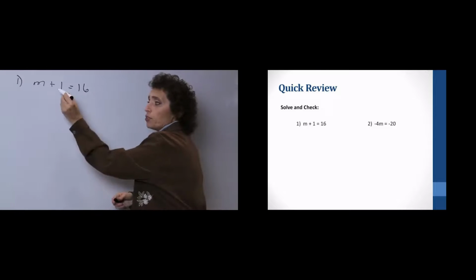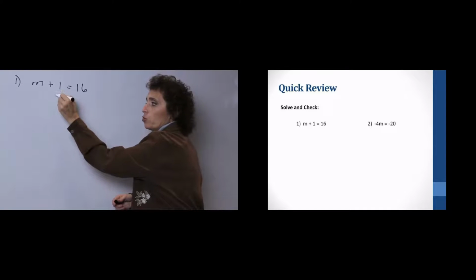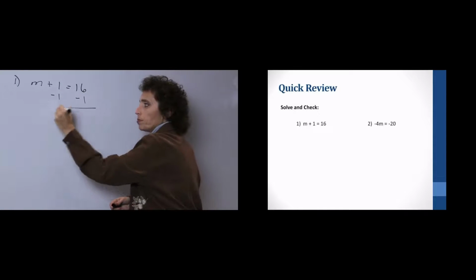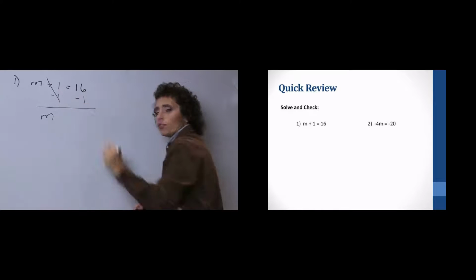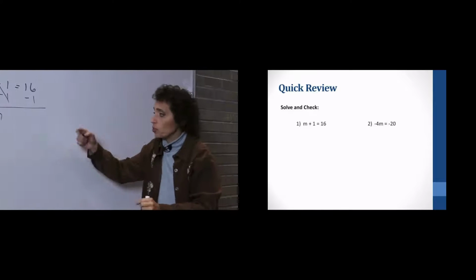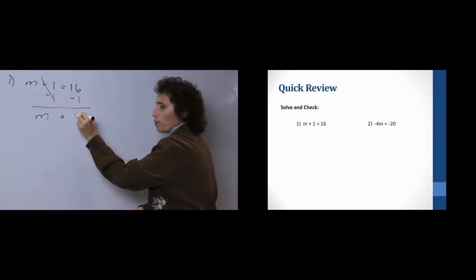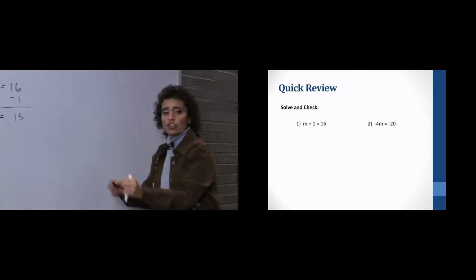So we're going to do the opposite of what's been done. So that's a positive 1. We're going to subtract 1. So we get M, that's 0 because the sum of two opposites is 0, equals 15. So M is 15. I'll leave the check to you.